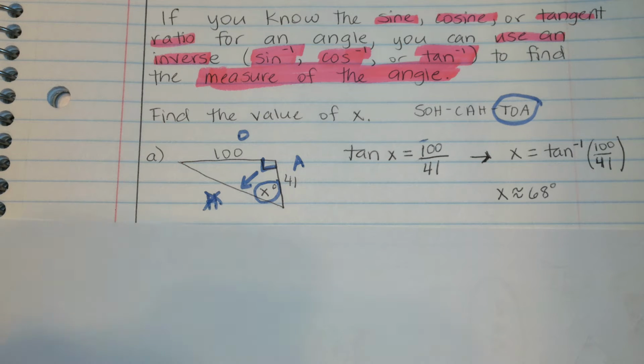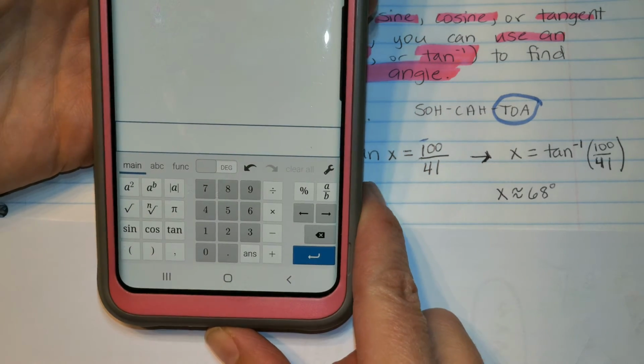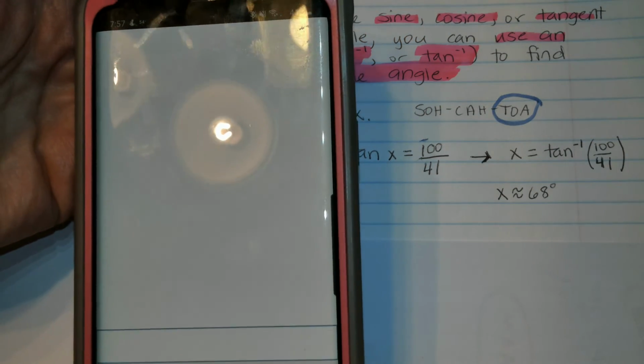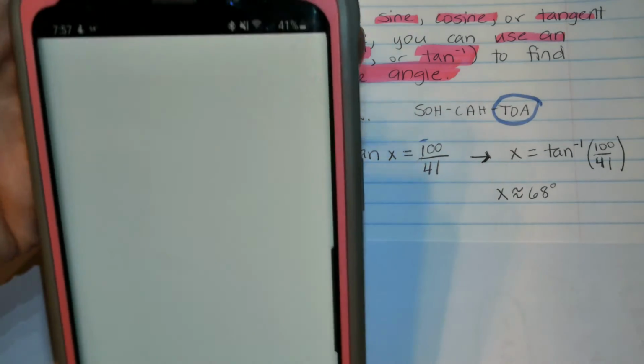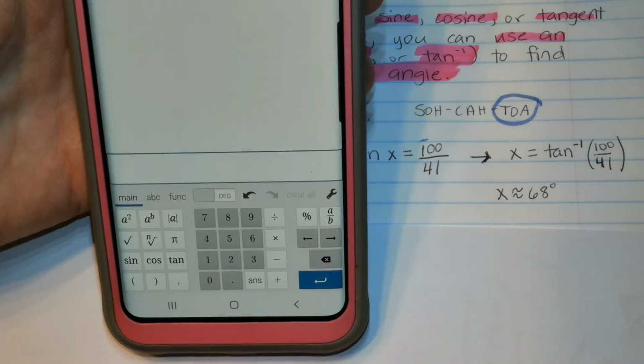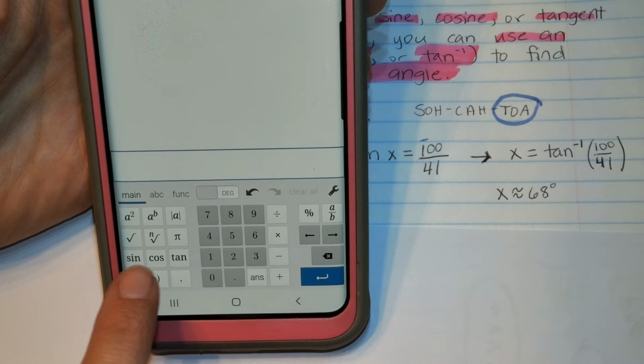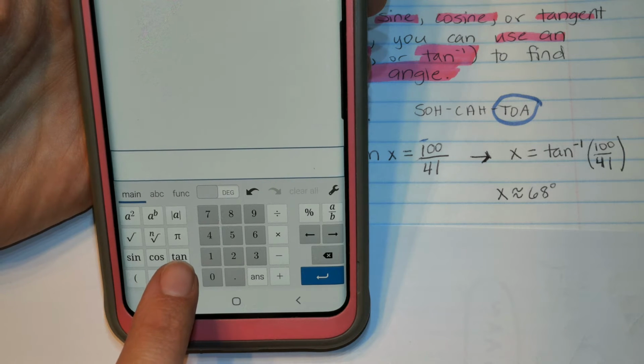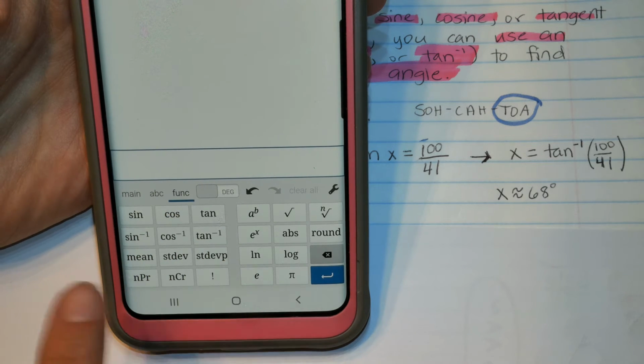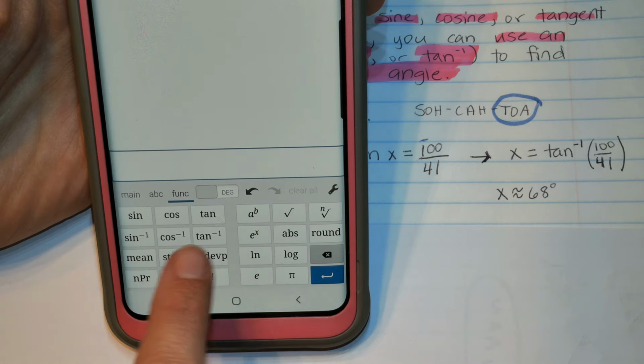All right, and then real quick, I want to show you, I do have an app for a calculator on my phone. It looks like this. It's a Desmos scientific calculator. So if you don't like the calculator you have, there are always apps you could download, and then you just have to search to find your sine, cosine, tangent, and every calculator is different. You've got to find the inverse buttons also.